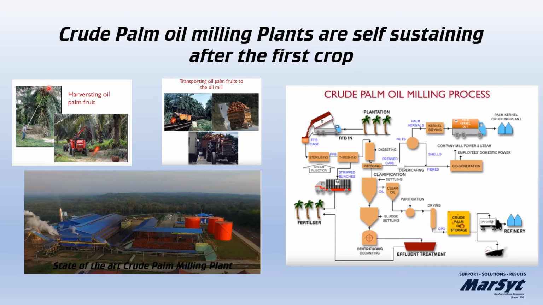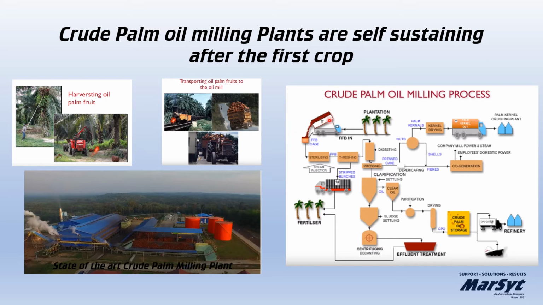Here you see a gentleman cutting the fresh fruit bunches out of the tree. It's a very labor-intensive job. The bunches are loaded onto either trucks, wagons, or rail cars, and they're transported to what would be the crude palm milling plant you see here. Now, this would be one of the newer, more modern ones. These plants are fully self-sustaining after the first harvest, meaning that they produce their own energy.